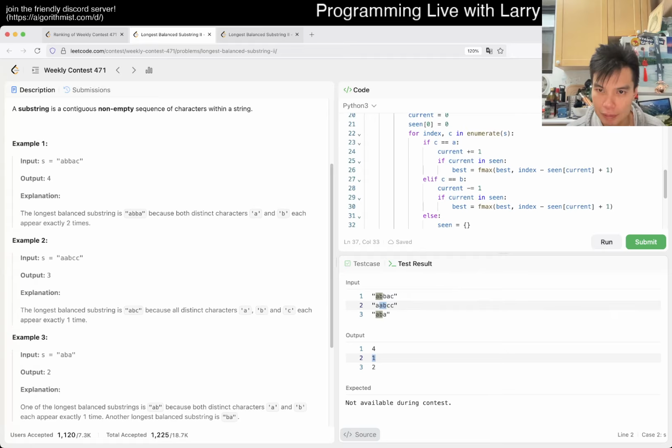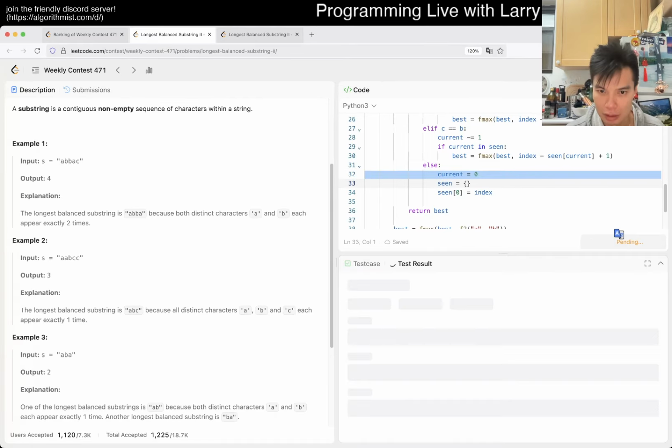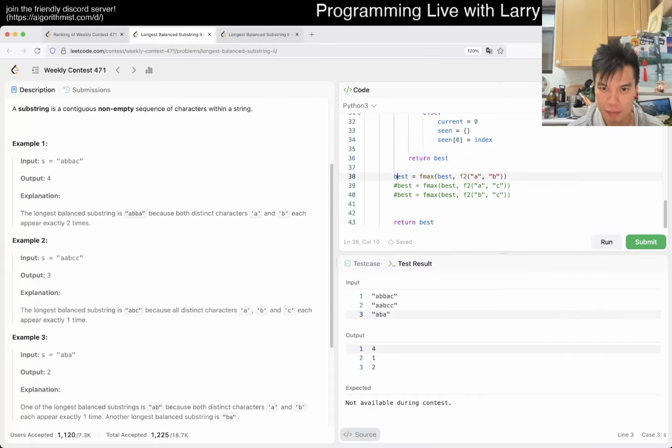Alright. Oh, I didn't reset. Okay. This is still not right because AB should give me 2. BC, that's definitely not right. What am I doing?